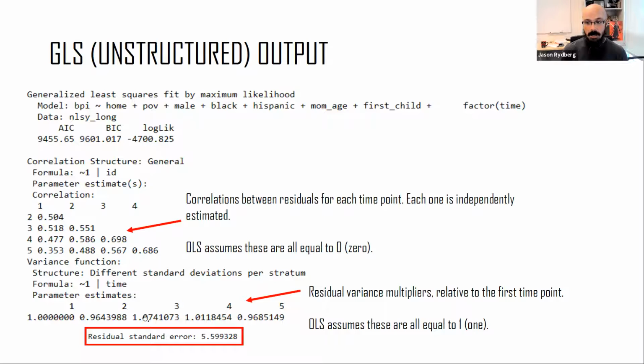In addition, we also get information about variance multipliers from GLS. It's reflecting heteroscedasticity. Again, this is our residual standard error. It's indicating how much the residual variance at different time points changes. OLS assumes that these are all equivalent to 1. These aren't that bad. Heteroscedasticity doesn't really seem to be that much of an issue for this model. But if this was problematic, we could estimate this GLS model with robust standard errors as well. So we could do that too.